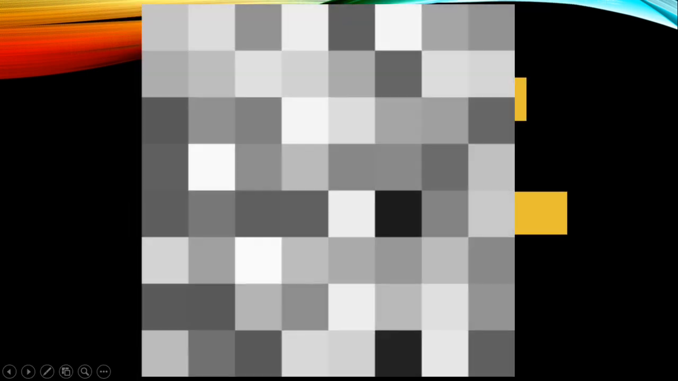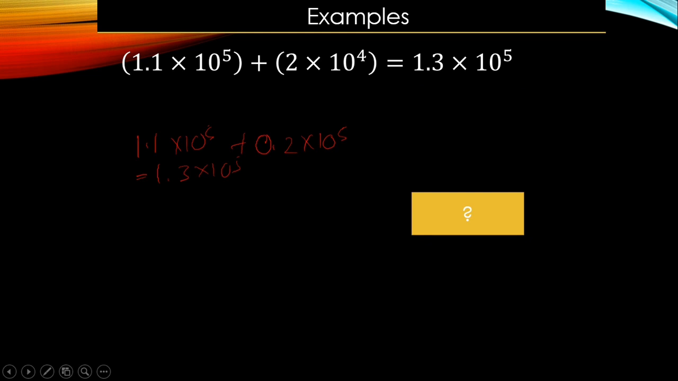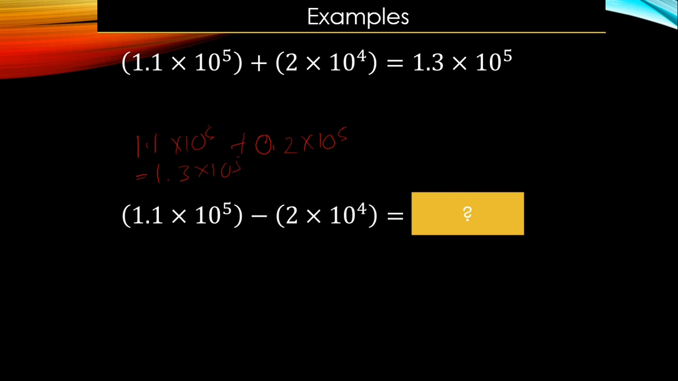Let's cross check. Yes, 1.3 times 10 to the power 5. Let's move on to the next one. 1.1 times 10 to the power 5 minus 2 times 10 to the power 4. When we are subtracting, it is the same. To make the work easier for us, it would be easiest to convert both numbers to the greatest power of 10. Like in this example, it is 10 to the power 5. So it will be easier. 1.1 times 10 to the power 5 minus 0.2 times 10 to the power 5.